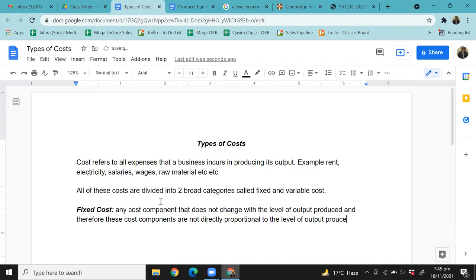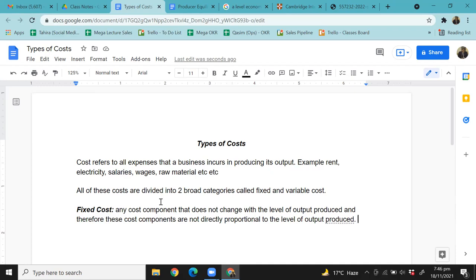So think about this. A simple example of fixed cost that we always take is rent. Let's talk about Mega Lecture. Our office is located in Islamabad. Most modern businesses do not buy their premises. Obviously, some very big businesses have their own buildings, but smaller businesses rent premises because they are still very young and at too small a scale to afford a complete building of their own. So we have rented some premises, and we pay rent there.